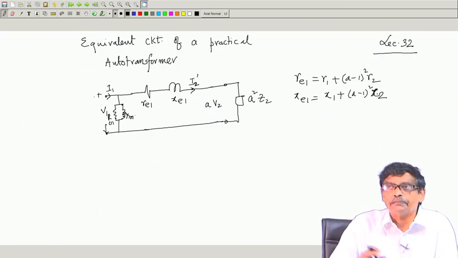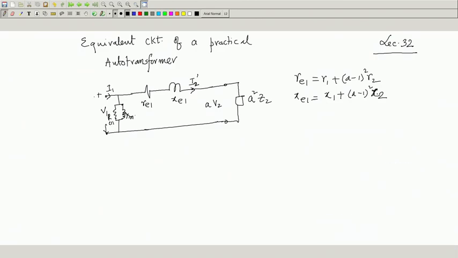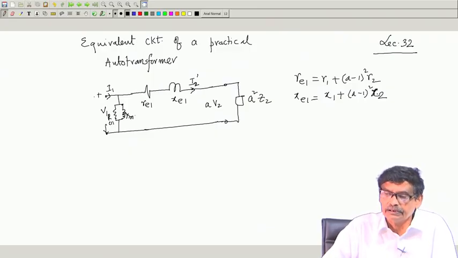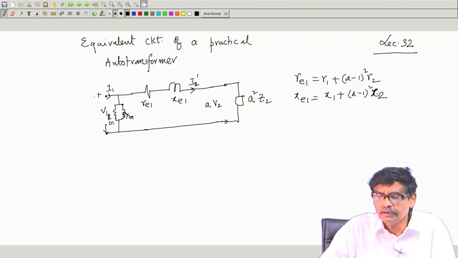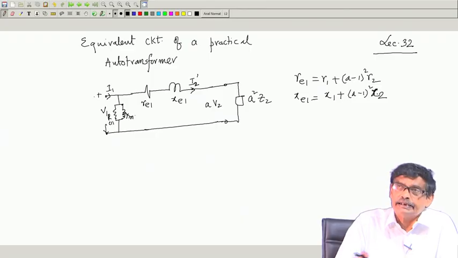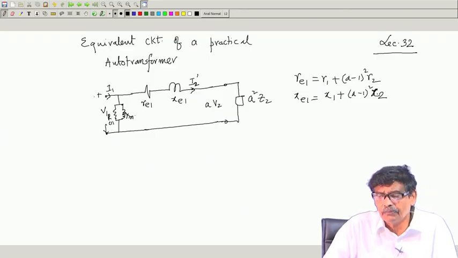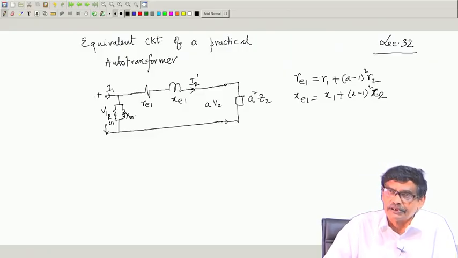I think we have spent enough time. Go through it and try to solve some problems on this auto transformer equivalent circuit. We will also give you some problems in the tutorial or in the handouts, lecture notes, some solved problem. I will try my best to include that. But it is very interesting to study the auto transformer, because both the two winding transformer and auto transformers are used.